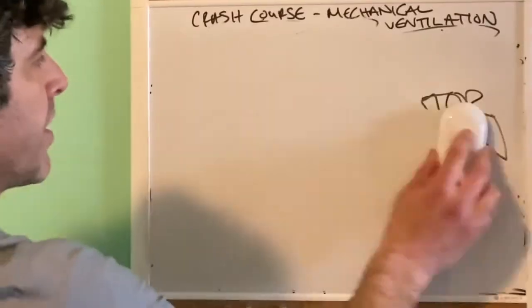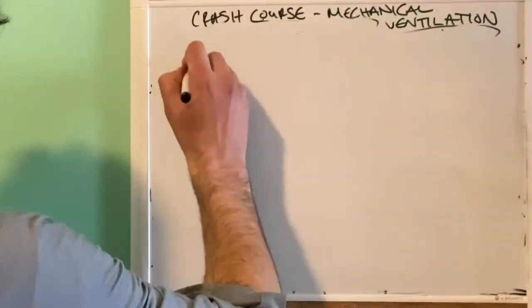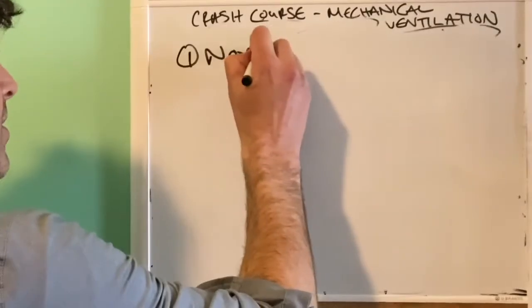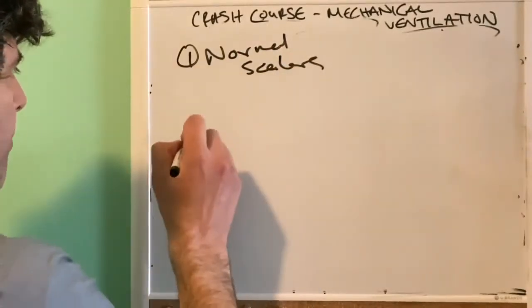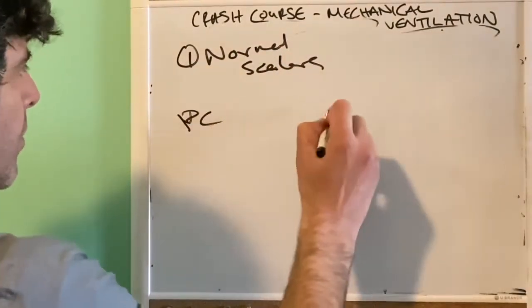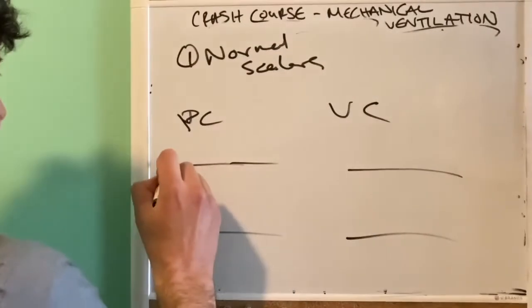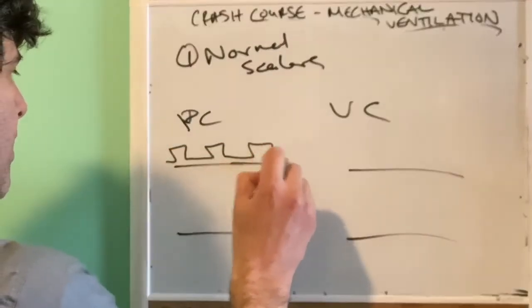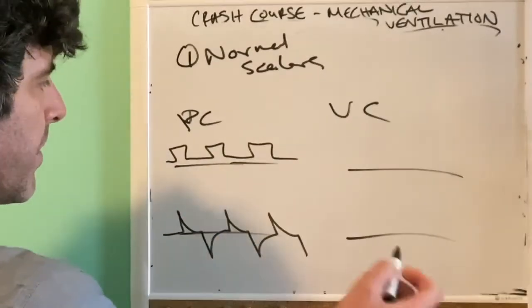I'm going to just quickly review. I know you always like review. But remember, the first was the normal scalars. All right? So if I tell you to draw them, you should know how to draw them. Okay? Let's say, pressure control, volume control. Hopefully you took some time, and you can just kind of do this quickly. If you can't do this quickly, it's okay. Keep going, but just practice these.